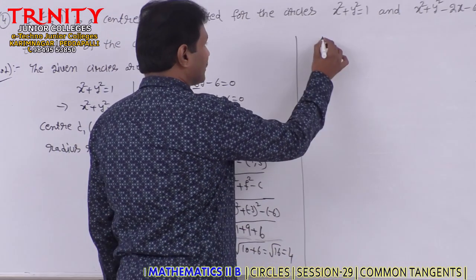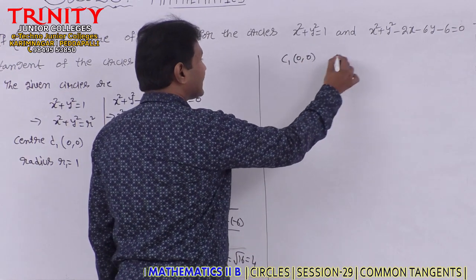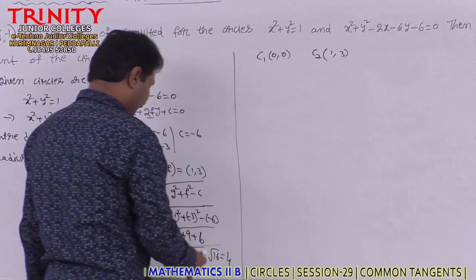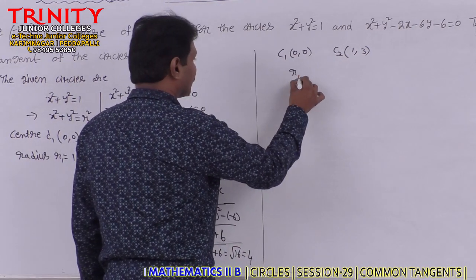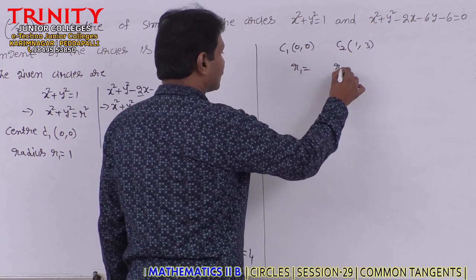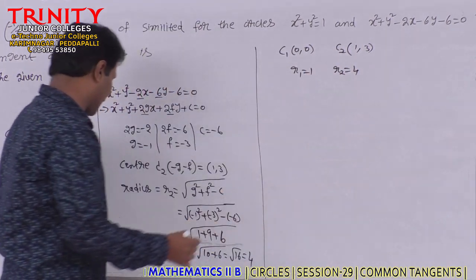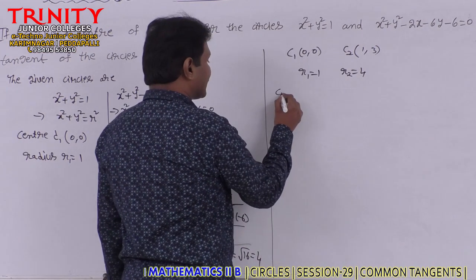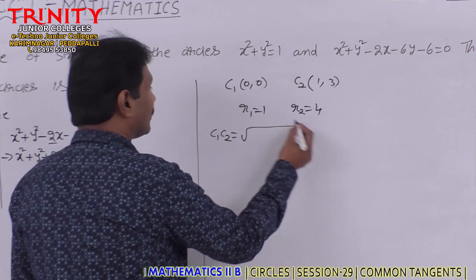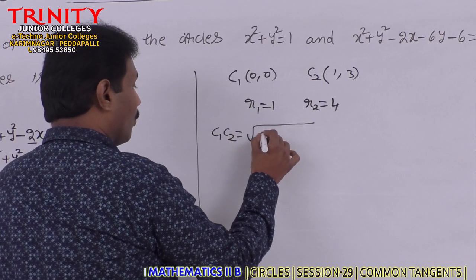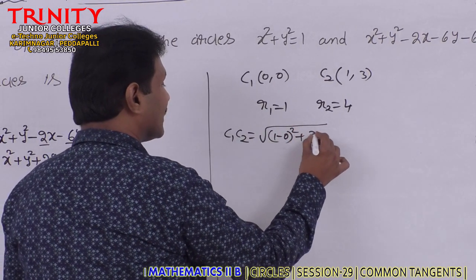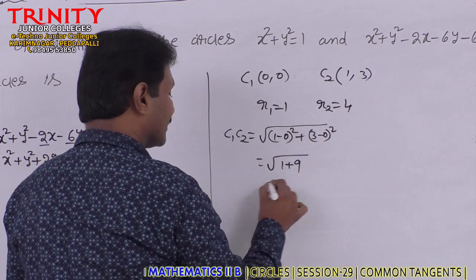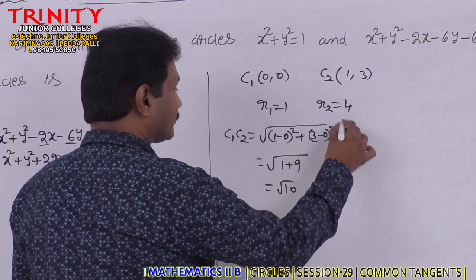Therefore, the center of the first circle is the origin. The center of the second circle is (1, 3). The radius of the first circle is 1 and the radius of the second circle is 4. The distance between the two centers is the square root of (1 - 0)² + (3 - 0)², that equals the square root of 1 + 9, that equals root 10.